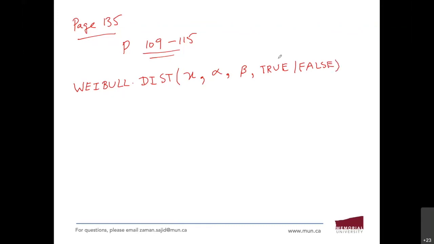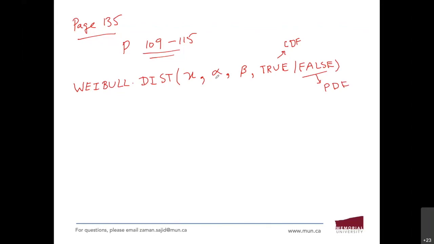If you want to have the CDF, you choose your true. If you want to have the PDF, you choose your false. Now let's come to alpha and beta.